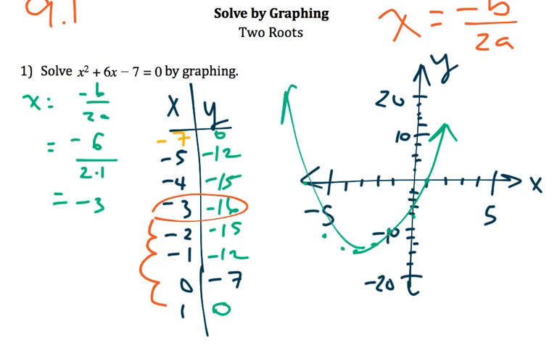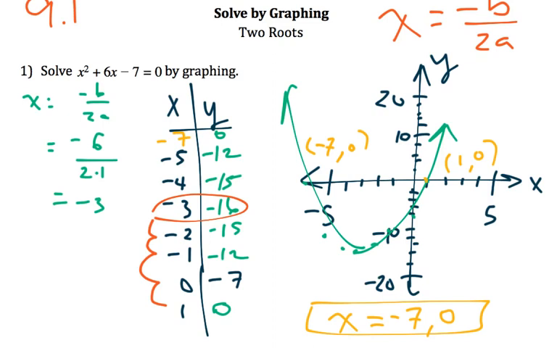So based on this graph, I can put some points here. 1, comma, 0. Well, we know that they're always going to be 0 for y, and this would be -7. And so by graphing this, I figured out that x is either -7 or 1, where my solutions are.